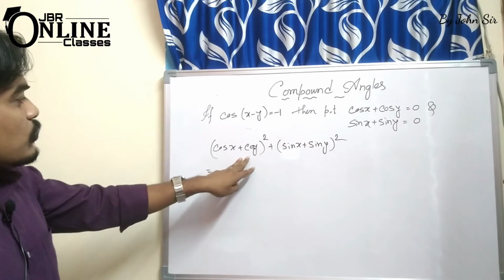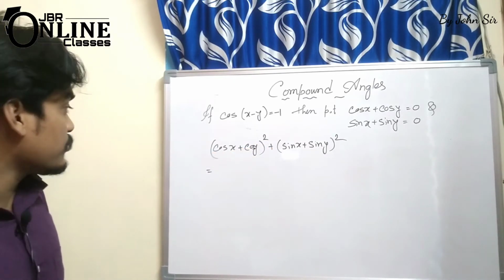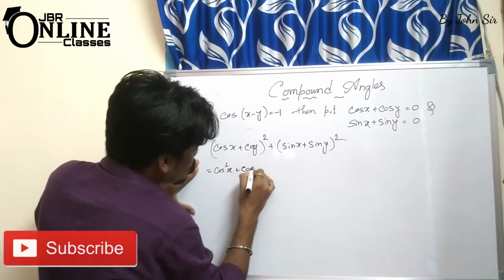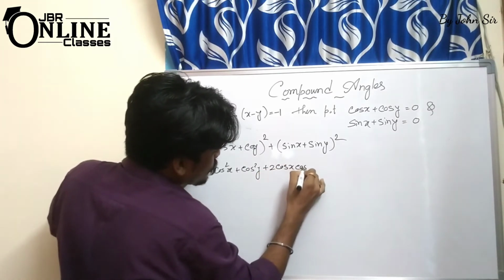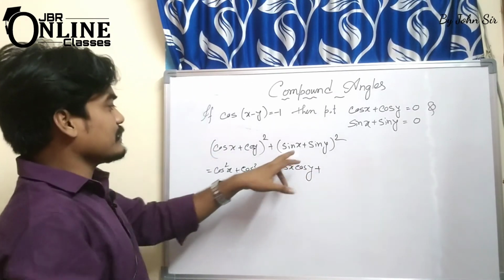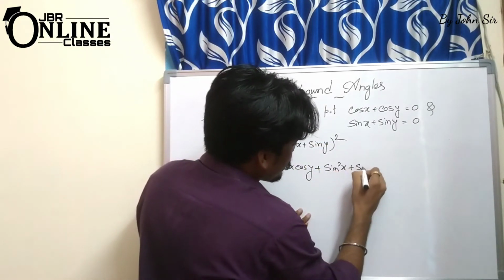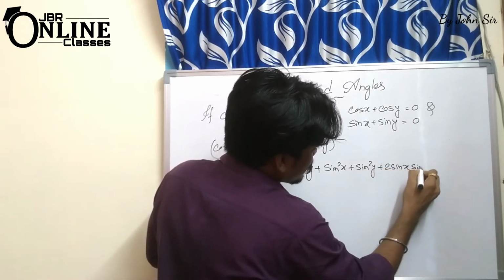So (cos x + cos y) whole square, here you can apply the formula of (a + b) whole square, and the formula will be cos² x + cos² y + 2 cos x cos y. Next, (sin x + sin y) whole square, the formula will be sin² x + sin² y, then 2 sin x sin y.